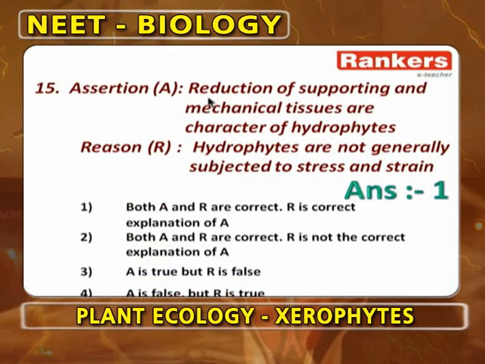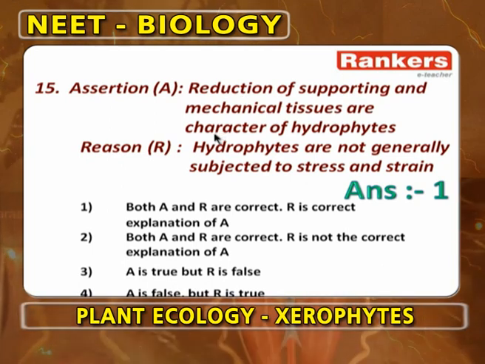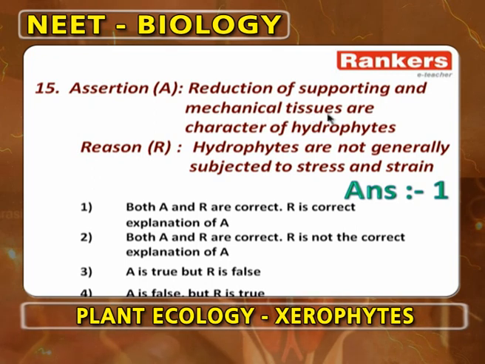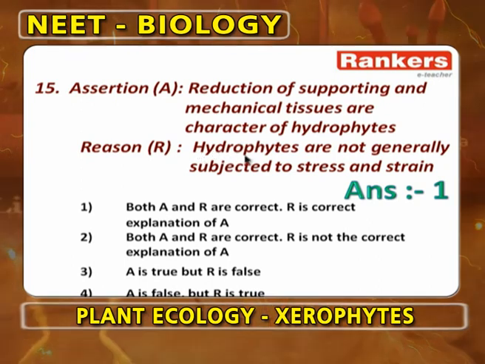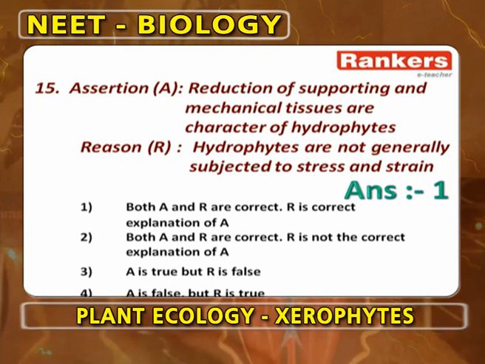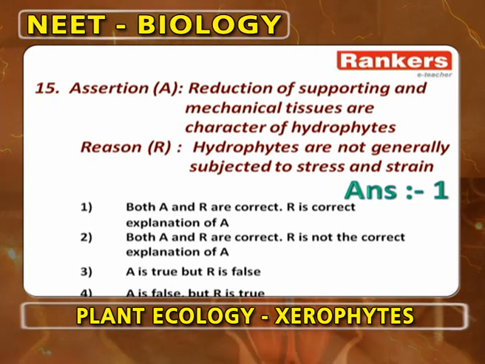Another assertion reasoning. Reduction of supporting and mechanical tissues is a character of hydrophytes. It is correct. In all hydrophytes, supporting tissues and mechanical tissues are very much reduced because they do not experience much stress and strain in water. Reason: hydrophytes are not generally subjected to stress and strain. Because hydrophytes are not generally subjected to stress and strain, in these plants the supporting and mechanical tissues are very much reduced. So both A and R are correct. R is the correct explanation of A. First option for this answer.